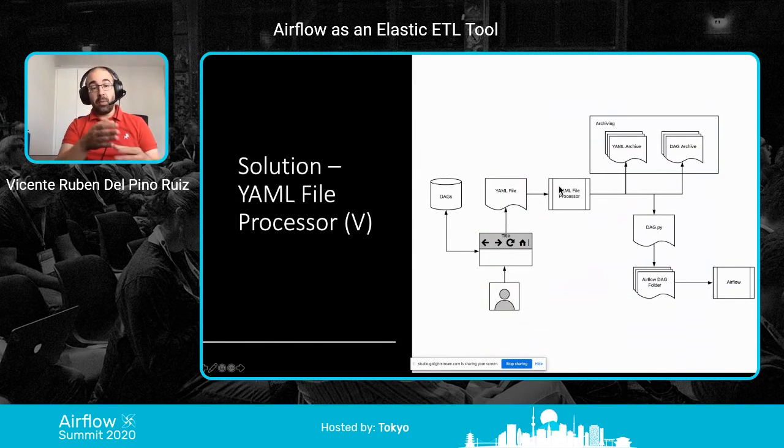Once that is finished, what we have as an output is the typical Python file with your DAG and with all the tasks that you want to execute there. So the last step is that our YAML file processor puts this file in the DAG folder of Airflow. So you have at the beginning one user introducing in a UI the parameters and the action that we want to execute, and the output at the end is a DAG in Airflow that is already scheduled and ready to be executed.